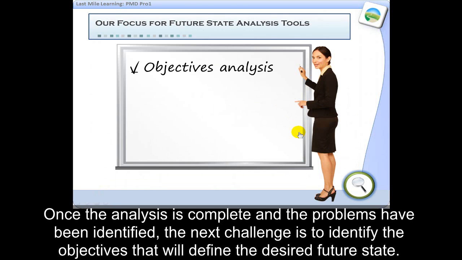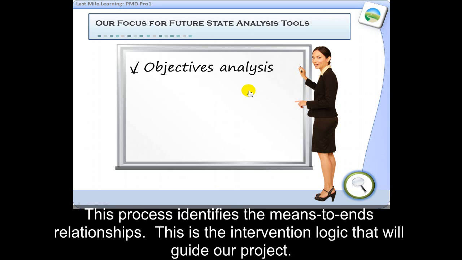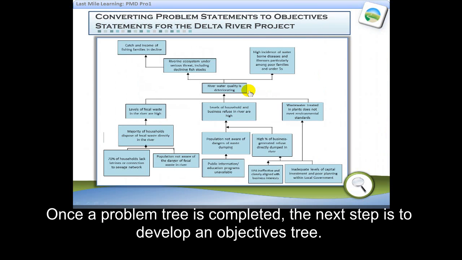Once the analysis is complete and the problems have been identified, the next challenge is to identify the objectives that will define the desired future state. This process identifies the means to end relationships. This is the intervention logic that will guide our project. Once a problem tree is complete, the next step is the objectives tree.